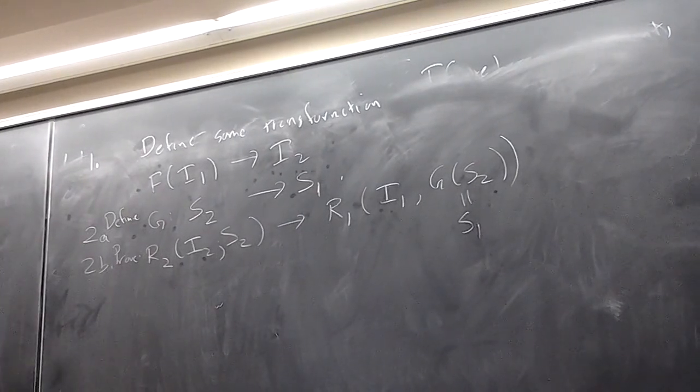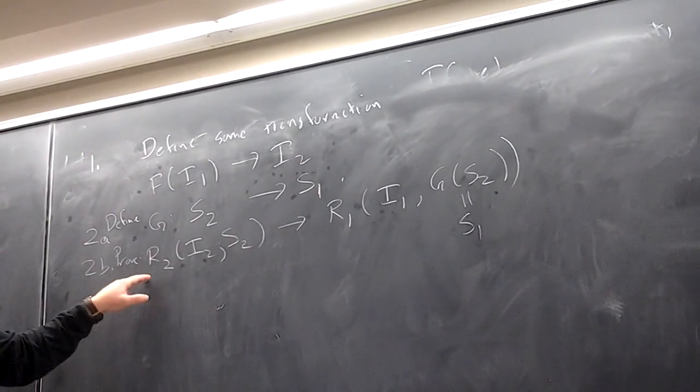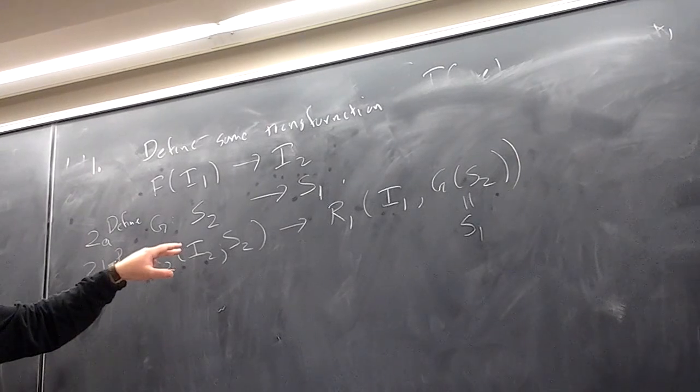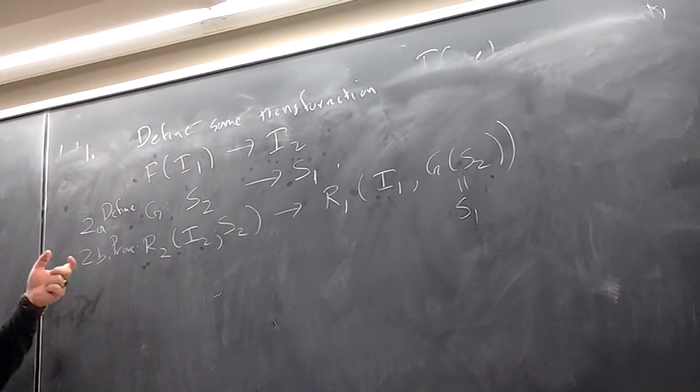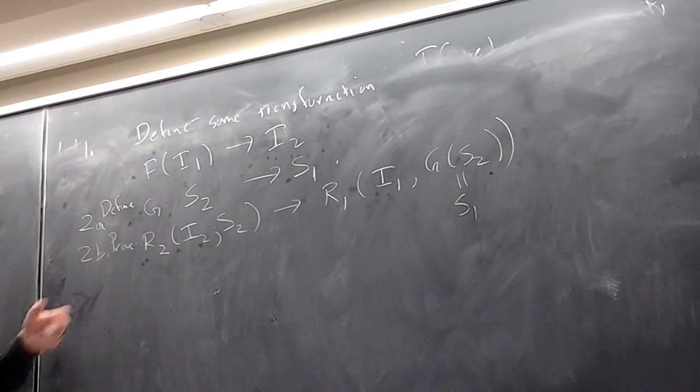What's the R short for? R is the relationship that has to hold to meet all the constraints. So R stands for a relation.